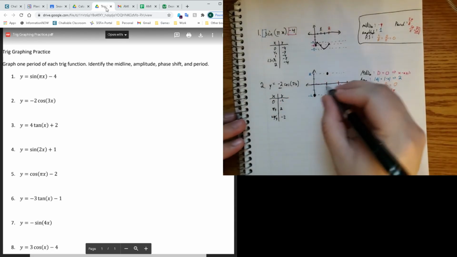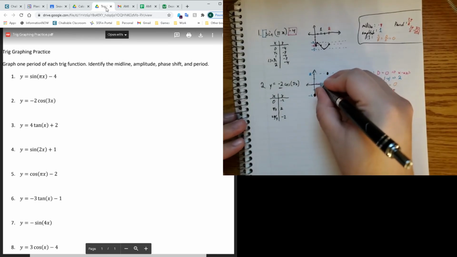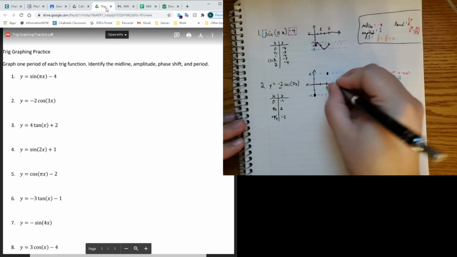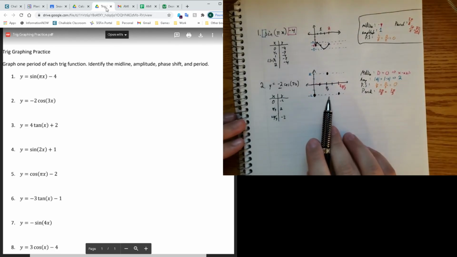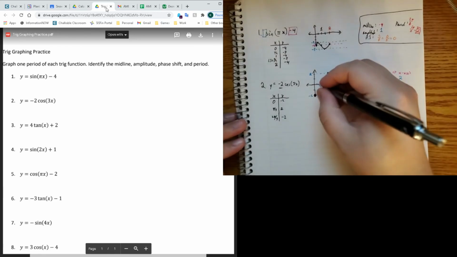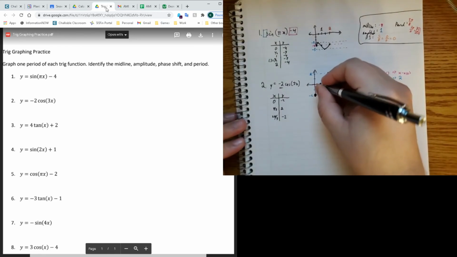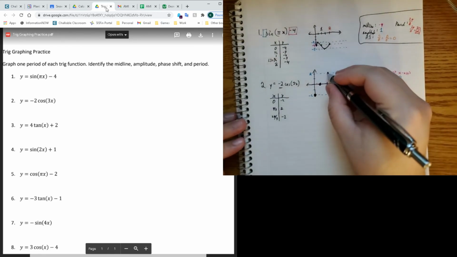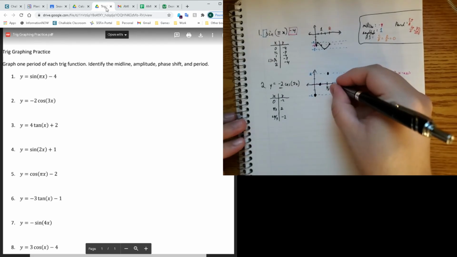Now, halfway in between each of these, so right here in my picture and right there in my picture, is going to go another point of interest. Now, for cosine, those points of interest occur on the midline. So that means that I should have a dot right there. Again, halfway in between the pi over 3 and the 0, and a dot right there.